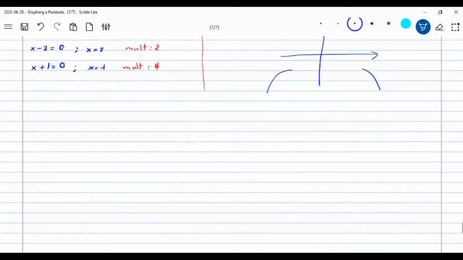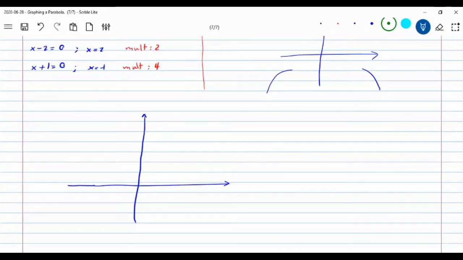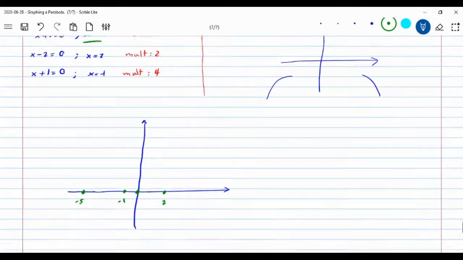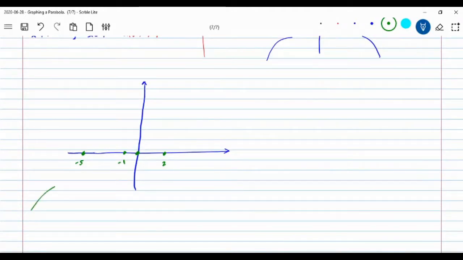And now I combine all this information together. You have a certain number of zeros. In this case, 4 of them. x equal to 0 was one of them. x equal to -5. So here, let's say this is -5. x equal to -1. This is -1. And x equal to 2. And end behavior, we already have the end behavior. So I expect something like this.